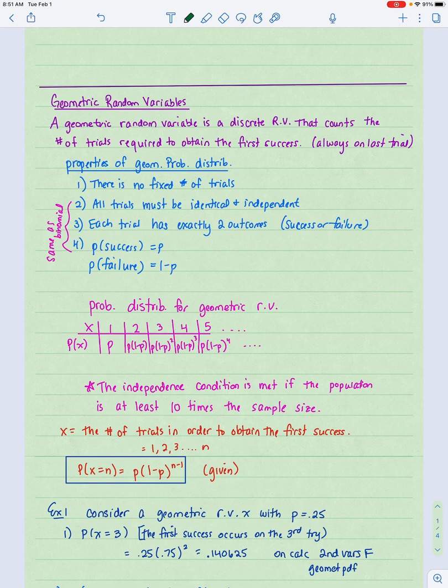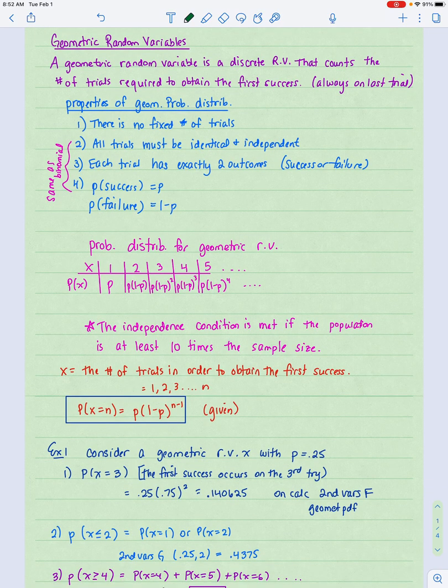The rest of the conditions are the same as binomial. So all trials must be identical and independent. Each trial has exactly 2 outcomes, success or failure. The probability of success is called P and failure is 1 minus P. So all of that is the same as binomial. The only one that's different is there's no fixed number of trials.